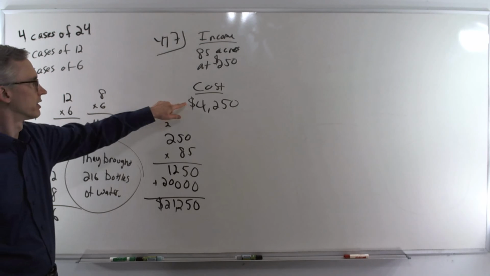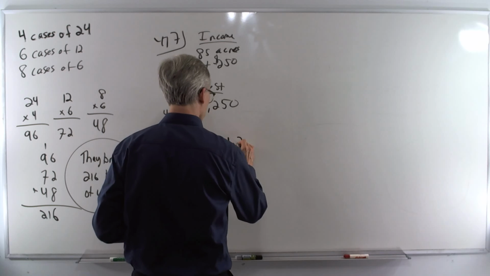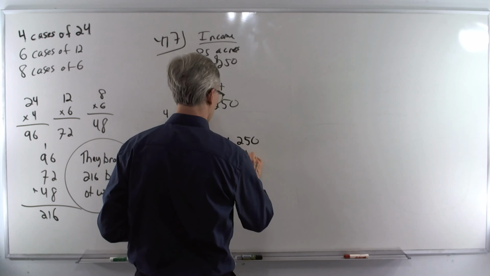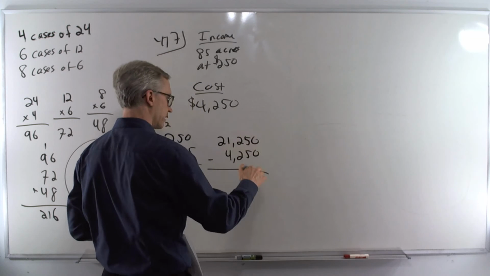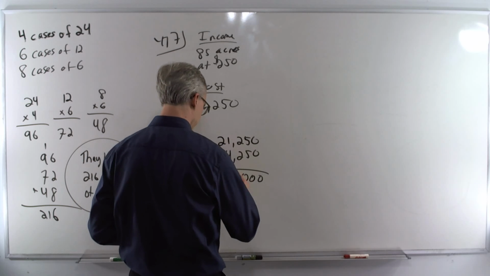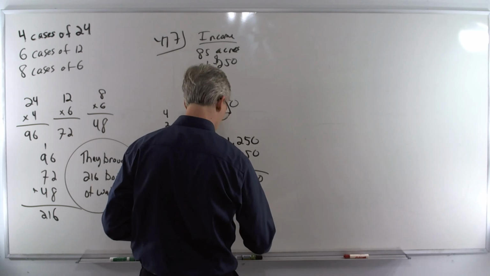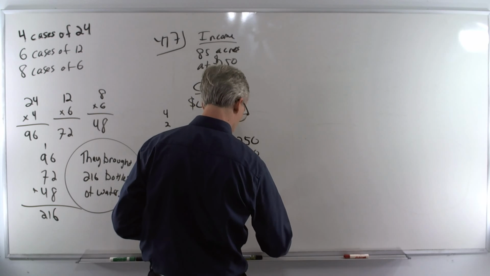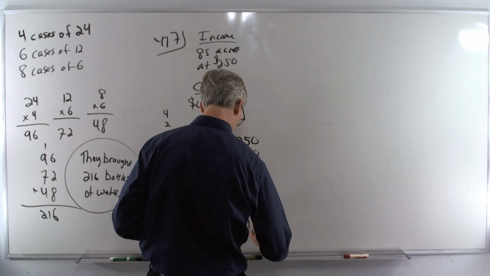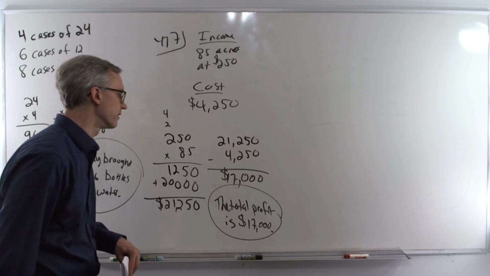Now we have to deduct the cost. So we're going to take 21,250 minus 4,250. 250 minus 250 gives us all the zeros here. And 21 minus 4 is 17. So the total profit is $17,000.